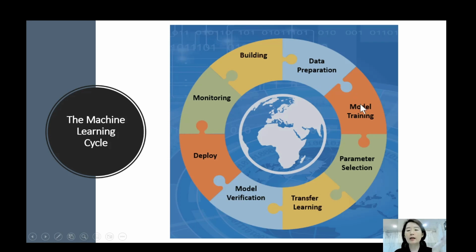First, you prepare the data, train your model, then select the parameter features in order to further train it. Okay, then transfer the learning into the model. Then the model or the algorithm that you built will be used in another testing for model verification. Once it is confirmed, you can deploy it into the system. Then monitor its result and performance, and then further build it and go back to data preparation. If you want to further increase its accuracy, then you can go through this cycle again.